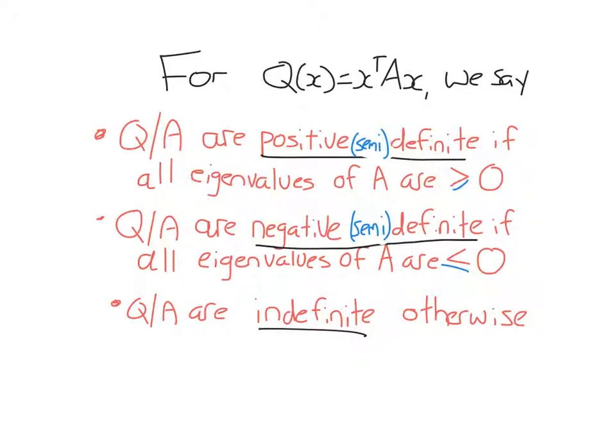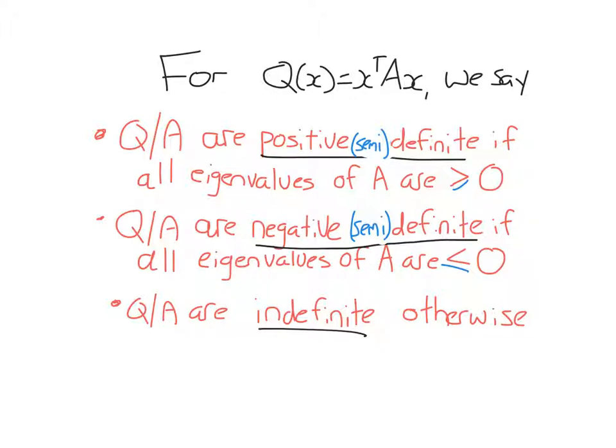So in the second one, it's saying Q and A are negative definite if all eigenvalues of A are less than 0, and negative semi-definite if all eigenvalues of A are less than or equal to 0. Now, if A has some positive, some negative eigenvalues, then we say it's indefinite. So remember, the lowest eigenvalue gave the minimum of the quadratic, and the highest eigenvalue, the maximum of the quadratic form, subject to the vector having length 1.